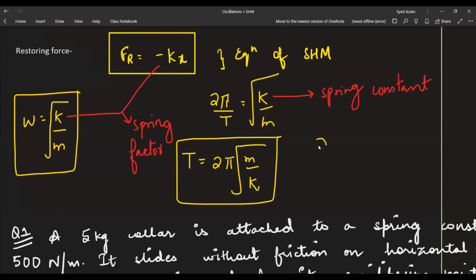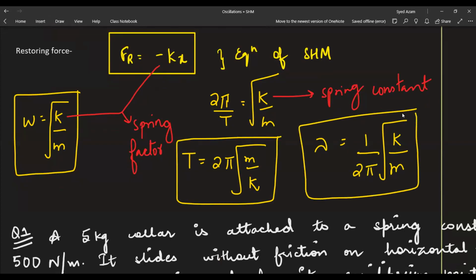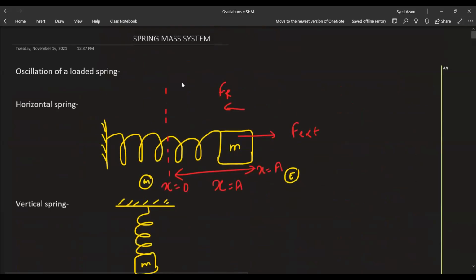Similarly, time period and frequency are inversely proportional to each other. They are just reciprocal to each other. So this k will go up with 2 pi and this root m will come down. This is the formula of frequency. So frequency, time period, omega, this should be clear to you in case of the spring mass system. So oscillation of a loaded spring is there. Let's see a question also. First, write down this part.